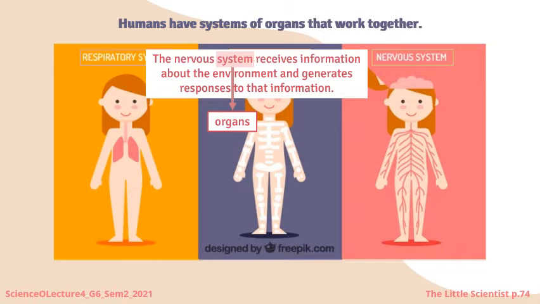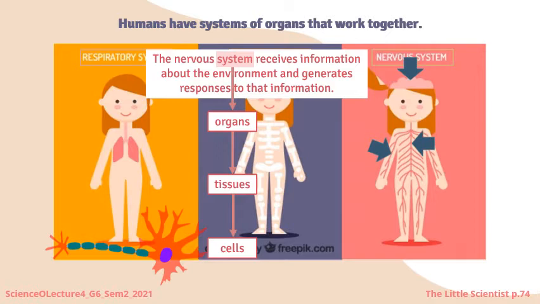Which organs build our nervous system? The brain, the spinal cord, and nerves build our nervous system. These organs are composed of tissues and cells which resemble each other and have the same function form a tissue. The nerve cell or the neuron is a specialized cell that transmits nerve signals in the body.